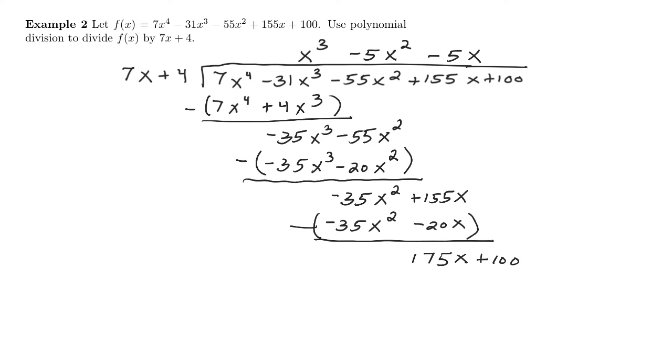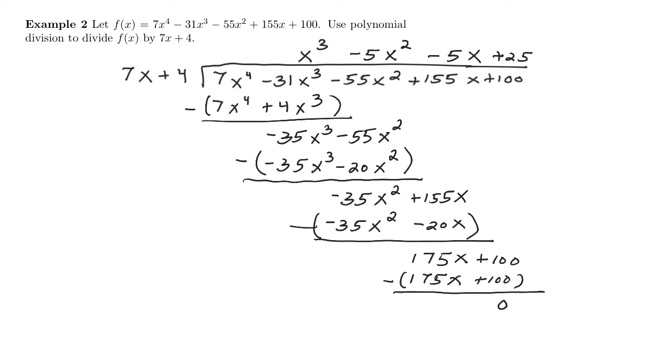I have to do a little thinking on this one here. What do I multiply 7 by to get that 175? And let's double check this here. I think it's 25. So I think this is going to work out perfectly for this example, where 25 times 7x is 175x, and then 25 times 4 gives me 100. Those two are identical, so when I subtract them, I get a remainder of 0.